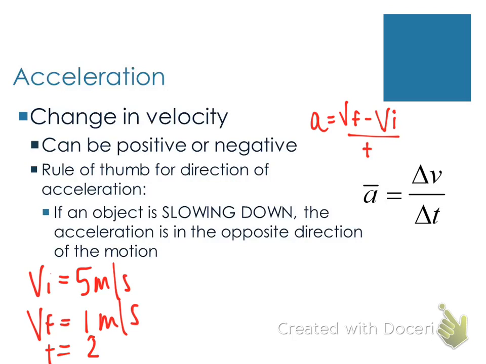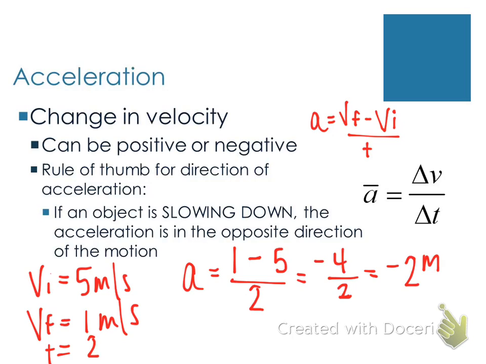Okay, so do you agree that we're slowing down here? We're going from 5 meters per second to 1 meter per second. Okay, so we see that we're slowing down. So if I solve that equation to find the acceleration during that point, I take final minus initial over time. Right? That gives me negative 4 over 2. Gives me negative 2 meters per second squared. Okay, our units for acceleration are meters per second squared. Because our velocity on top is meters per second, time on the bottom is seconds. That's where that comes from.